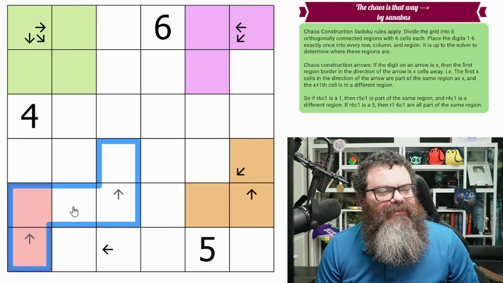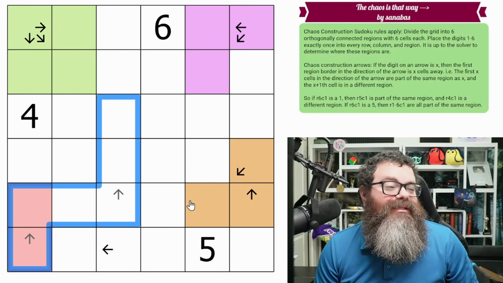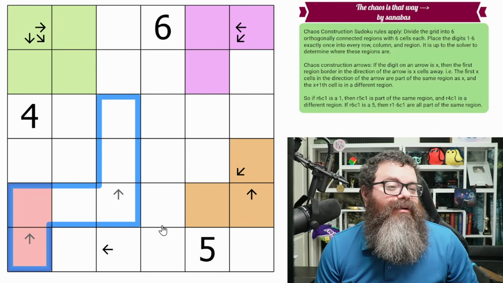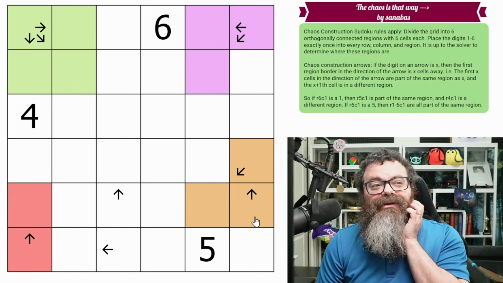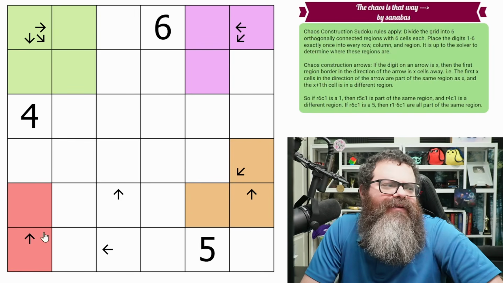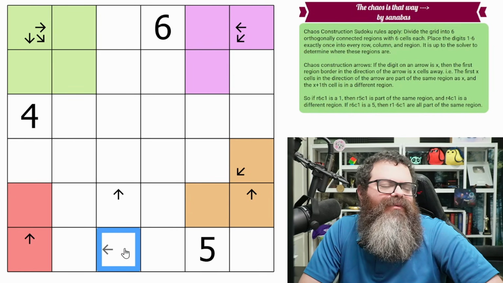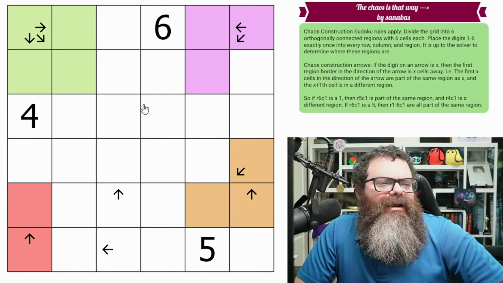I believe it would have to do this. This would be 1, this would be 2, but it would work. So we don't know the region for that one either. So we have 4 regions to find that are definitely different regions. And then we have these arrows that we're not sure yet. Okay, let's think about numbers.